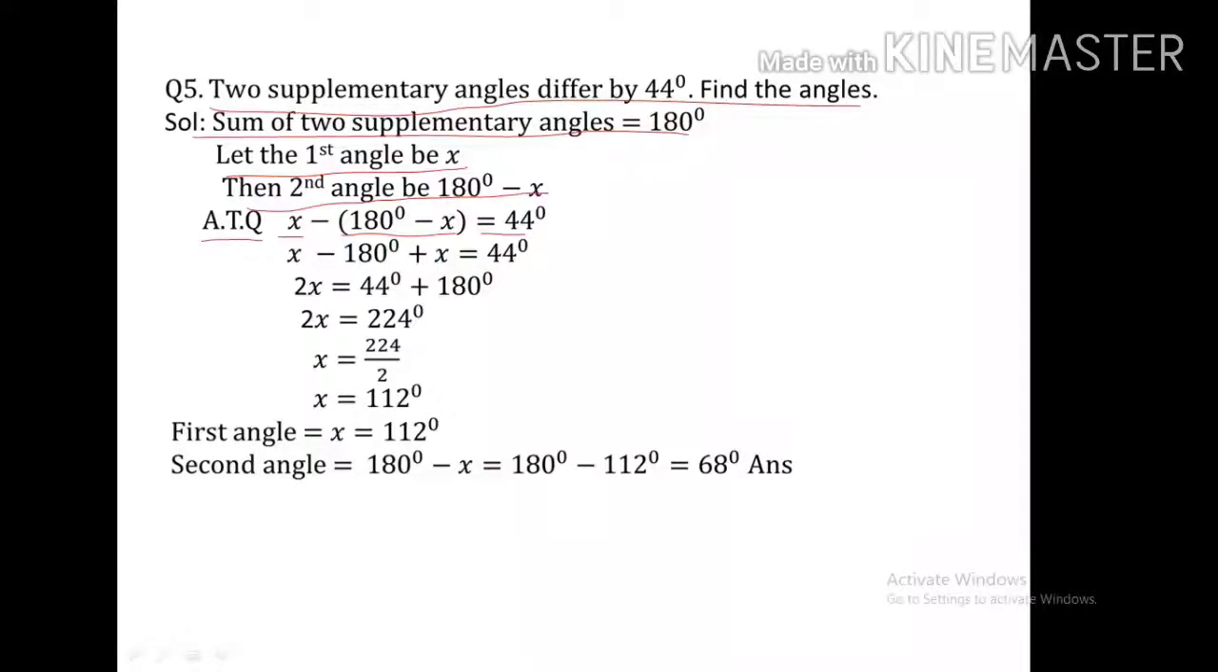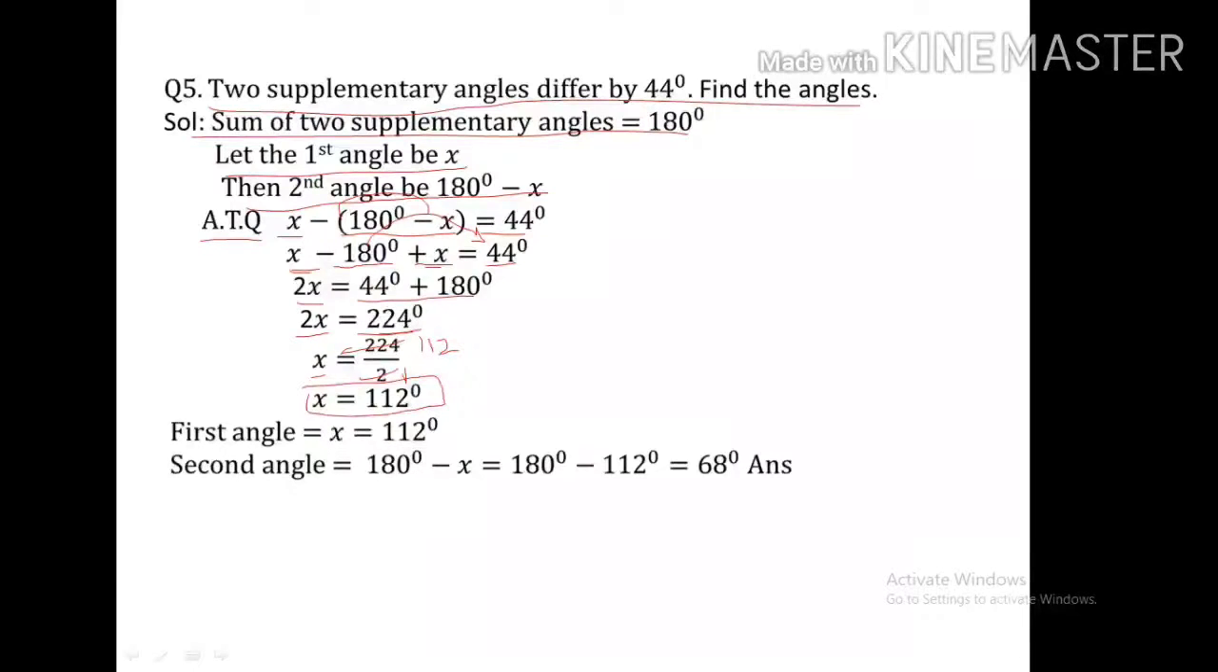Now when we open the bracket, it will come x minus 180 and minus minus will come plus x equals 44. Now x plus x, it will come 2x, and 180 to the right hand side we transfer, it will come plus 180. 44 plus 180, when we add, it will come 224 degrees. So next step we will write 2x equals 224 degrees. Next step we will write x equals 224 divided by 2. When we solve, it will come 112 degrees. So the value of x is 112 degrees.